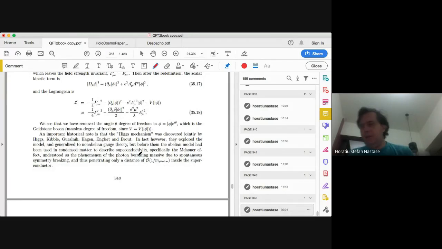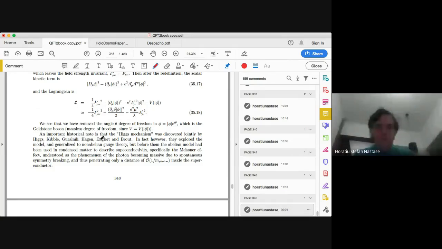Now, I want to stress, to make an important historical note, that this is called the Higgs mechanism. And Higgs certainly did an important contribution. He wrote several papers and made things clearer to most people. However, the so-called Higgs mechanism was discovered jointly. There were several papers, not only by Higgs, but also Kibble, Guralnik, and Hagen.